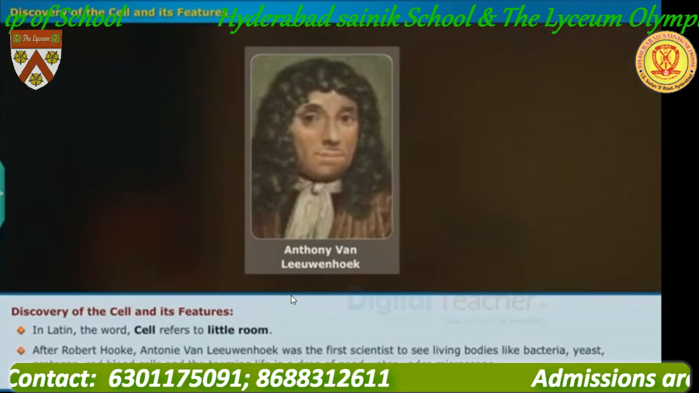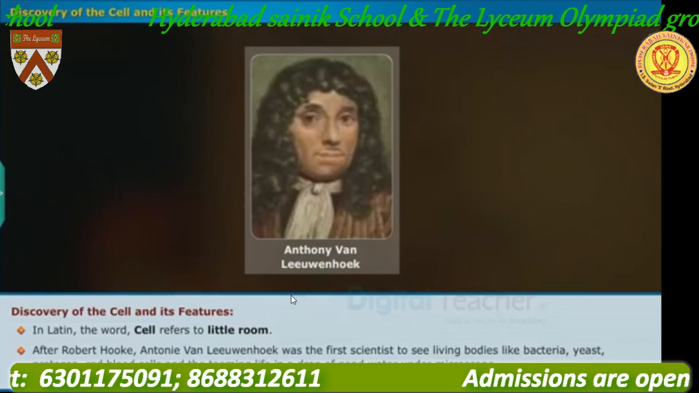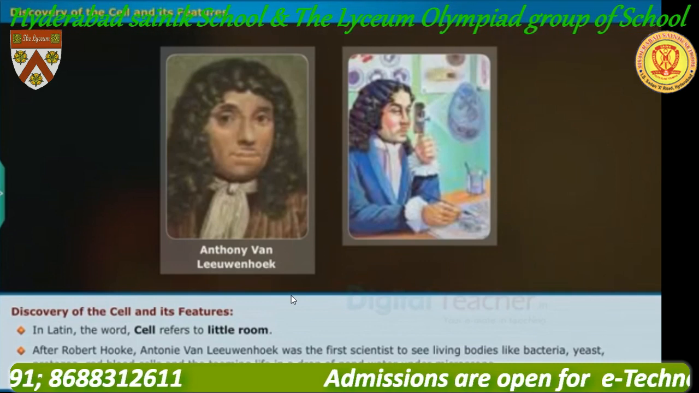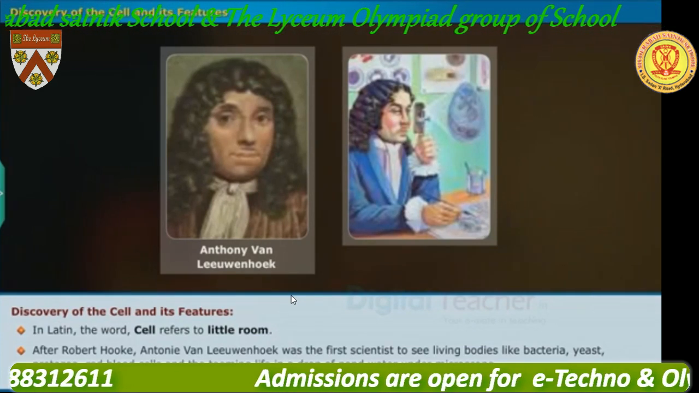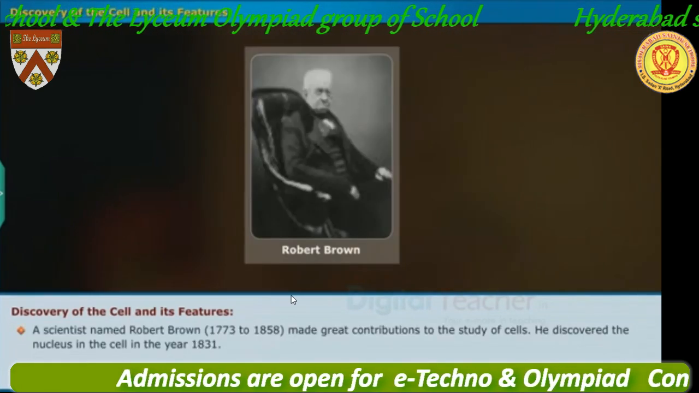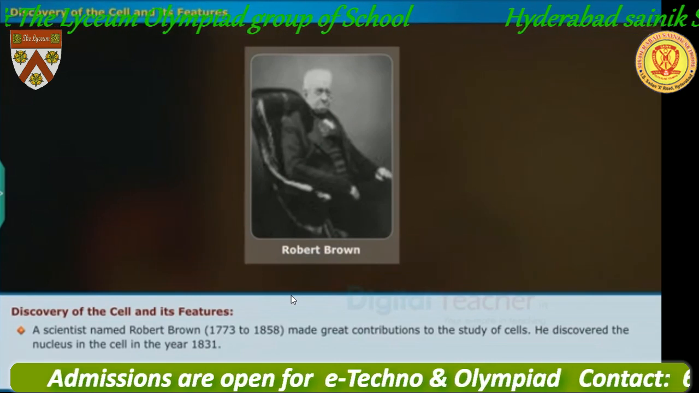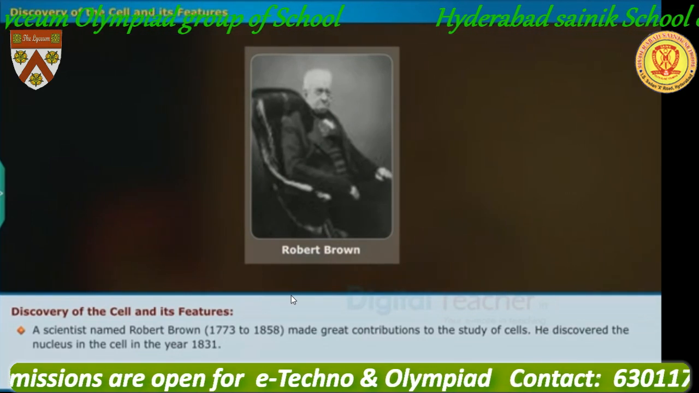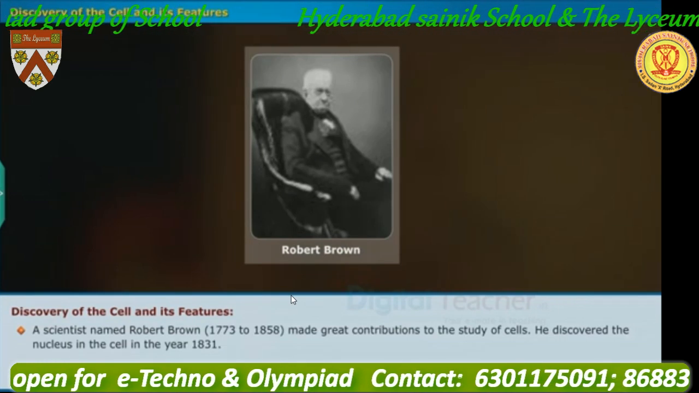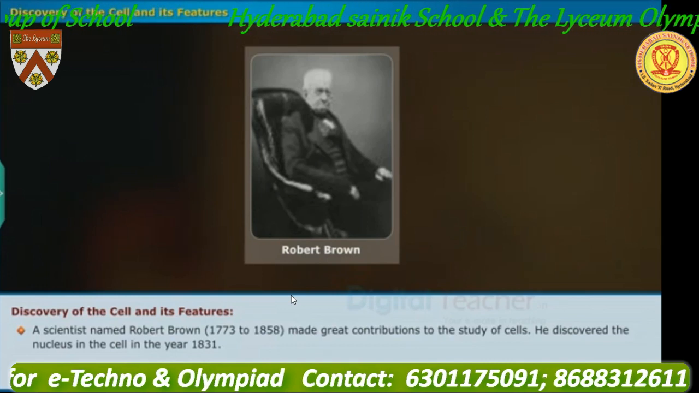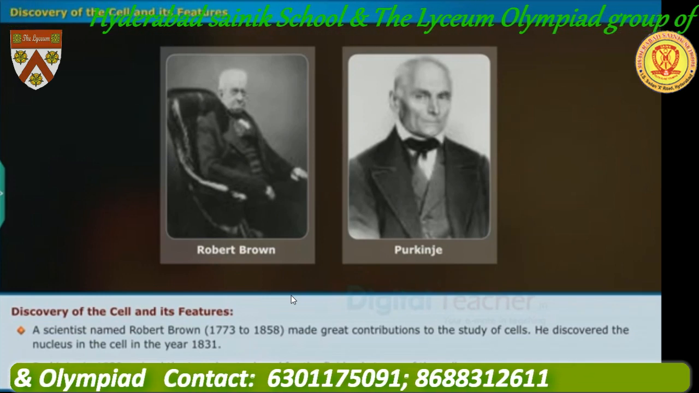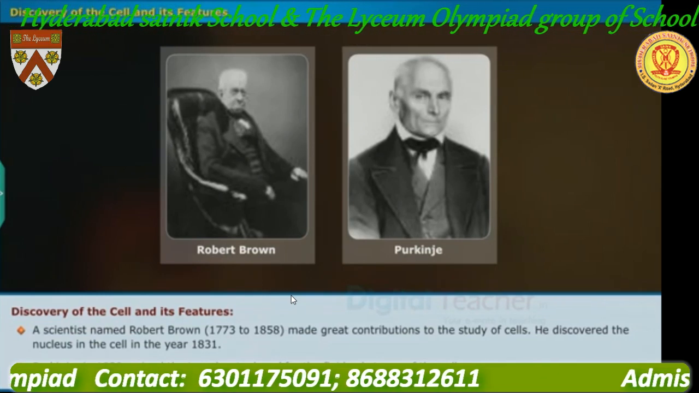After Robert Hooke, Antony van Leeuwenhoek was the first scientist to see living bodies like bacteria, yeast, protozoa, red blood cells and the teeming life in a drop of pond water under a microscope. A scientist named Robert Brown, 1773 to 1858, made great contributions to the study of cells. He discovered the nucleus in the cell in the year 1831. Purkinje in 1839 coined the term protoplasm for the fluid substance of the cell.